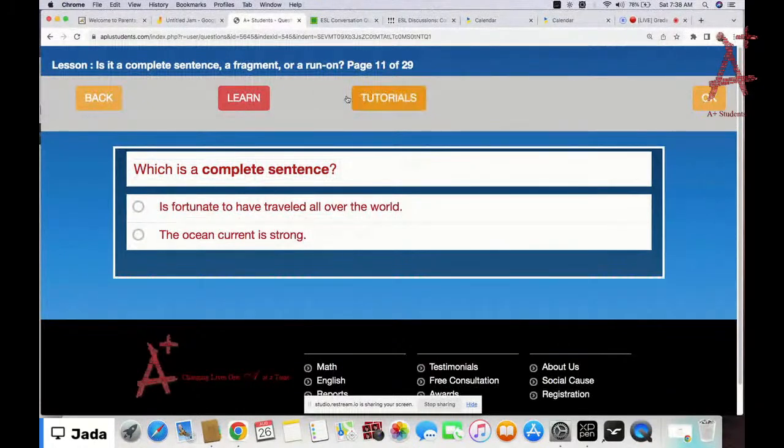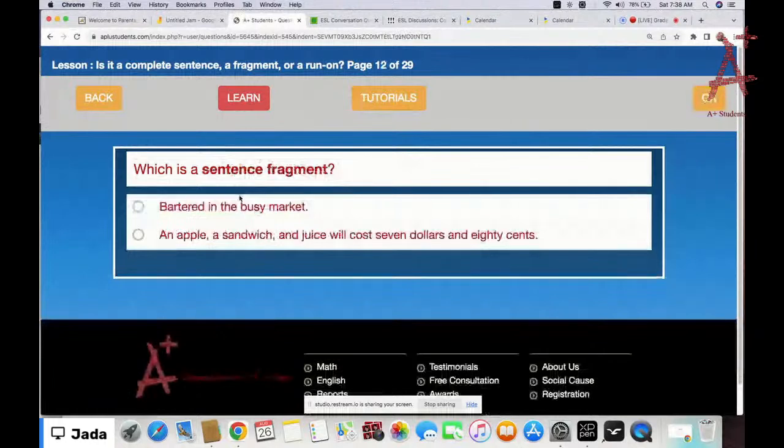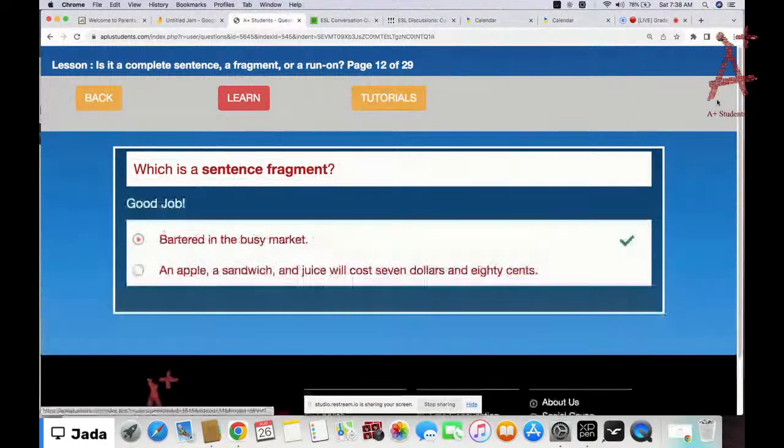Alright, so which is a complete sentence here now. It's fortunate to have traveled all over the world. The ocean current is strong, so the ocean current. Then a sentence fragment. Battered in the busy market, an apple, a sandwich, and juice will cost $7.80. Now, I'm battered in the busy market. Who was battered in the busy market? No idea. So that is the sentence fragment.